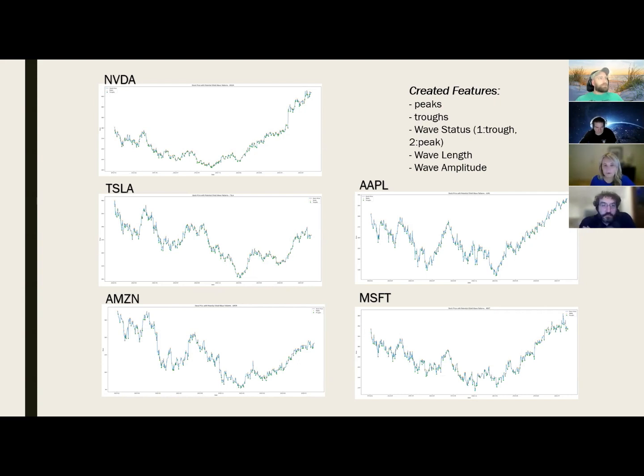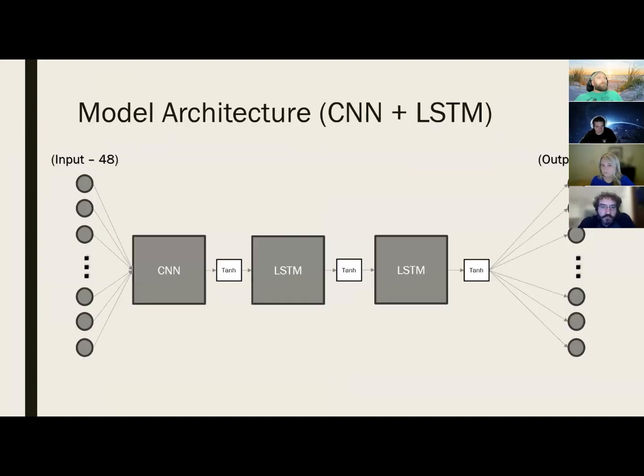These are the different stock tickers that I use: NVIDIA, Tesla, Apple, Amazon, and Microsoft. The first model architecture I used was a convolutional neural network plus LSTM layer, similar to what Bo had run. However, I decided to go with the tanh activation function, as that, at least in my application, gave me a lot more success here. I was taking a sequence of 48 data points and outputting the next 12 hours. Input of 48 time steps to forecast out 12 time steps, or 12 hours.